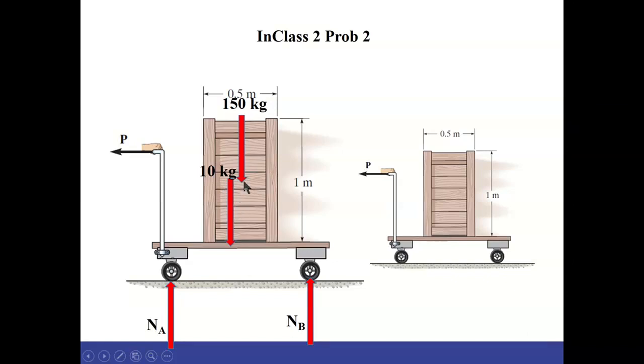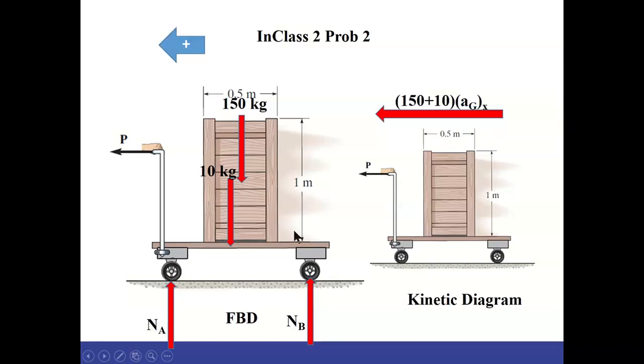We do not know whether the crate is at the center of the cart, but if not, then the center of mass of the cart is different from the center of mass of the crate. So this arrow acts through the center of mass of the cart, which is 10 kilograms. Then two normal forces on the two wheels in contact with the ground, and one applied force P. That's it. These are all the different forces that act on the system as a whole.